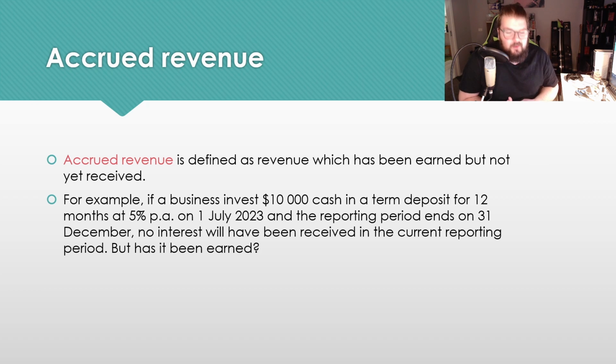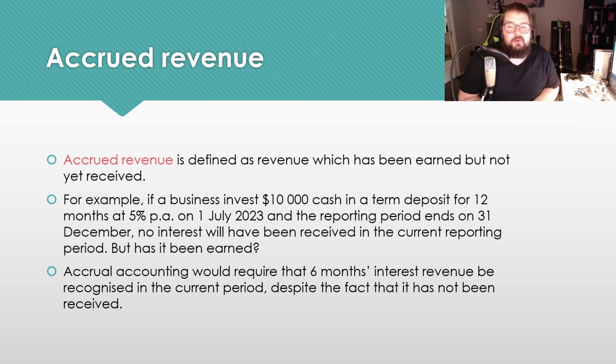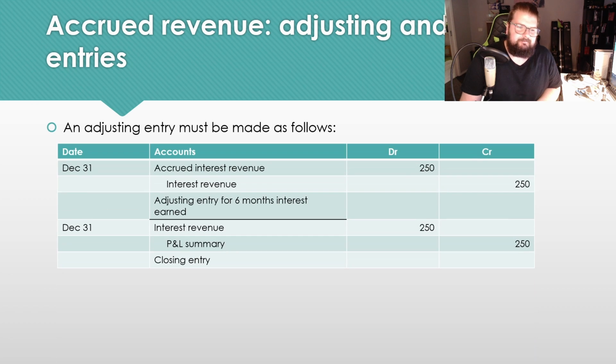So realistically, we know that we've earned 6 months of interest on this account, but we won't have actually received the cash because the term deposits don't pay out until the end date. As a result, because we can accurately say that we have earned that 6 months of revenue, we have to account for it because it does impact our net profit, despite the fact that we haven't actually received that cash. So we make the following adjustment entry. So we're increasing our interest revenue, and we're also increasing our accrued interest revenue, which is a current asset.